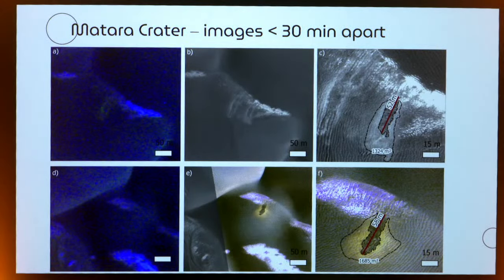One of the really cool things that we found was, one of the questions we had was, how quickly are these halos in place? And we were really lucky to have 2 images by 2 orbiters taken within 30 minutes of each other. This is the Mars Reconnaissance Orbiter and the Trace Gas Orbiter. They went over the same place with a 30-minute time difference, and we actually saw 2 new mass movements happening on these dunes, and these halos forming within 30 minutes.